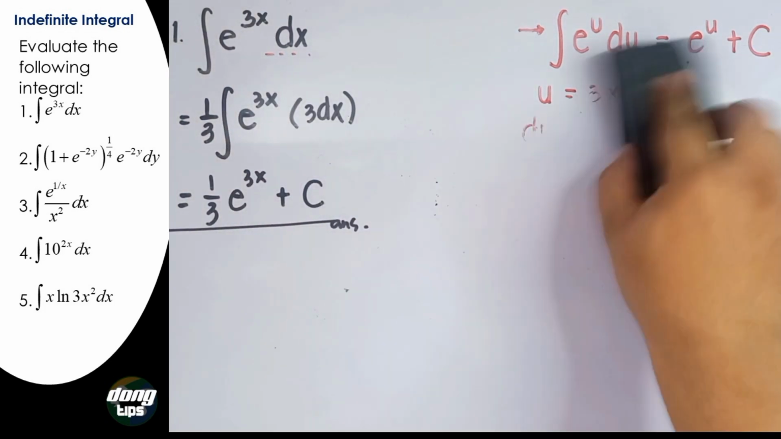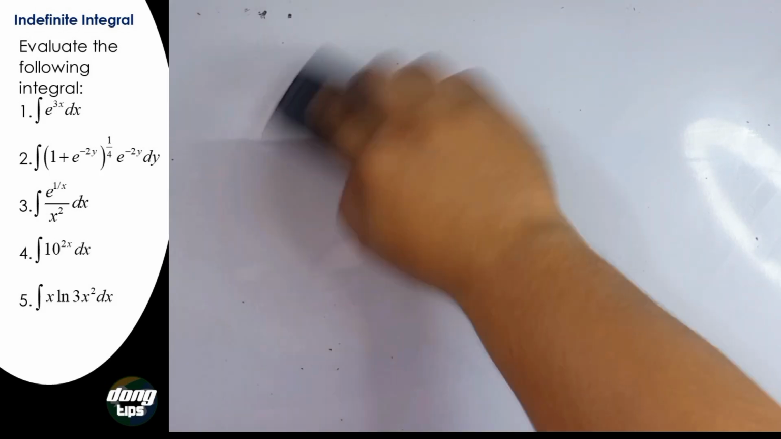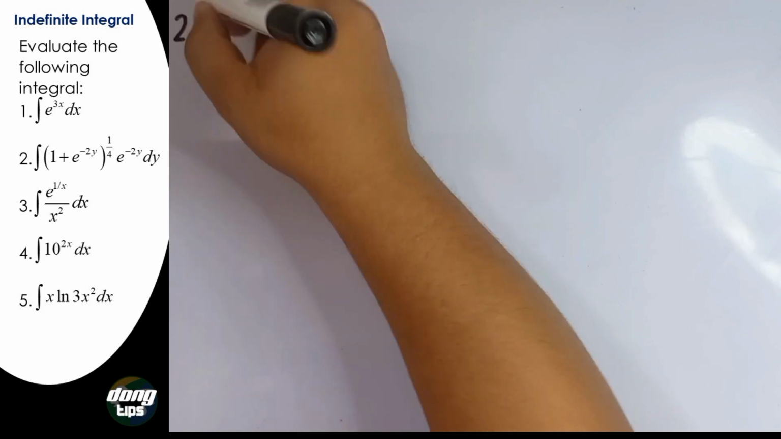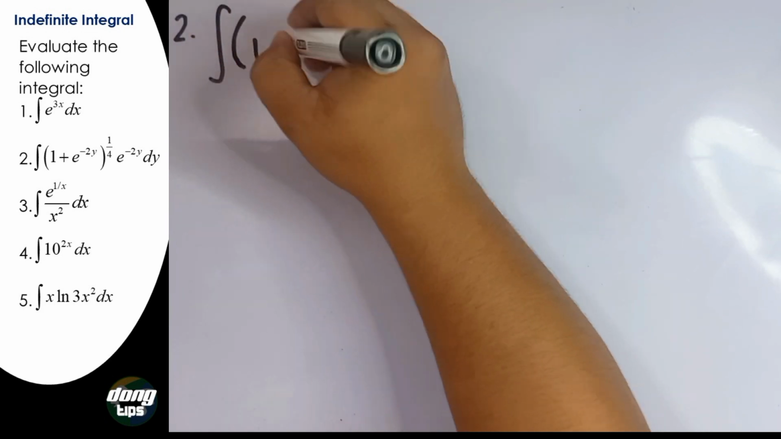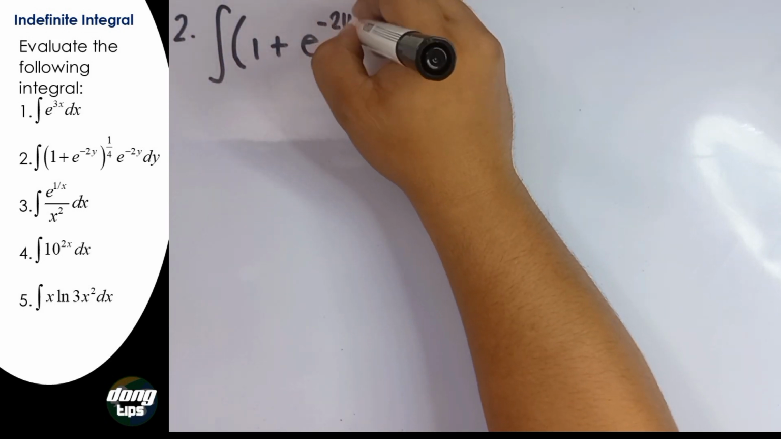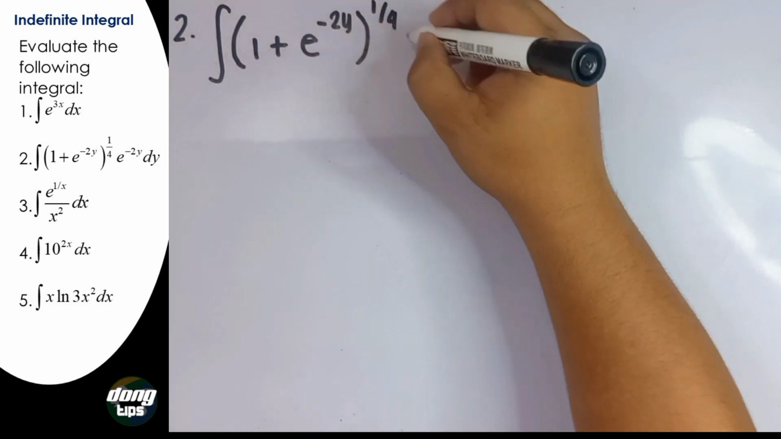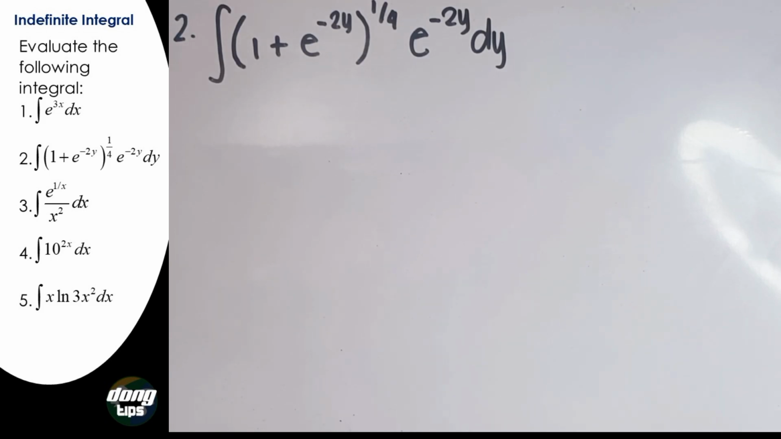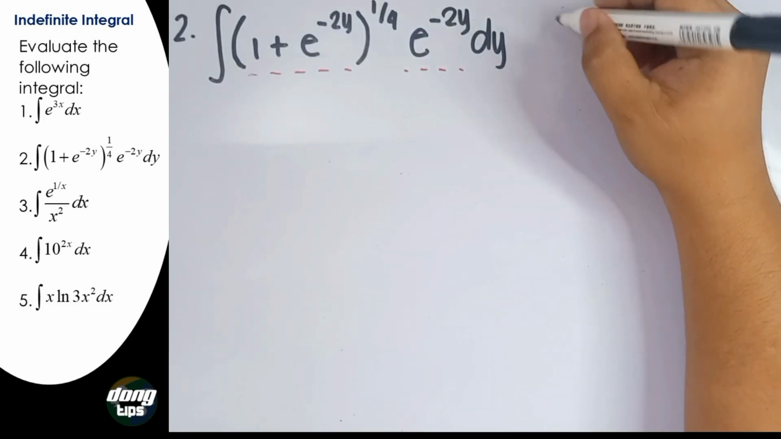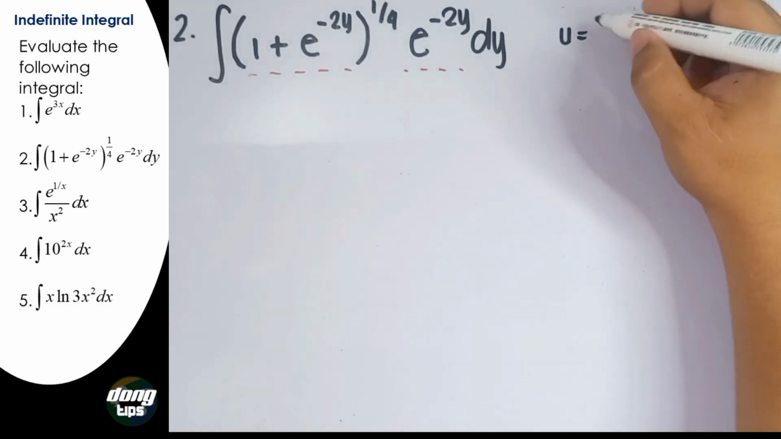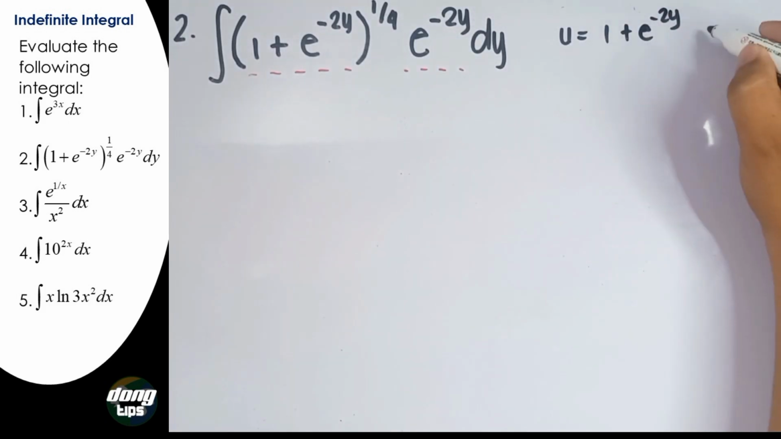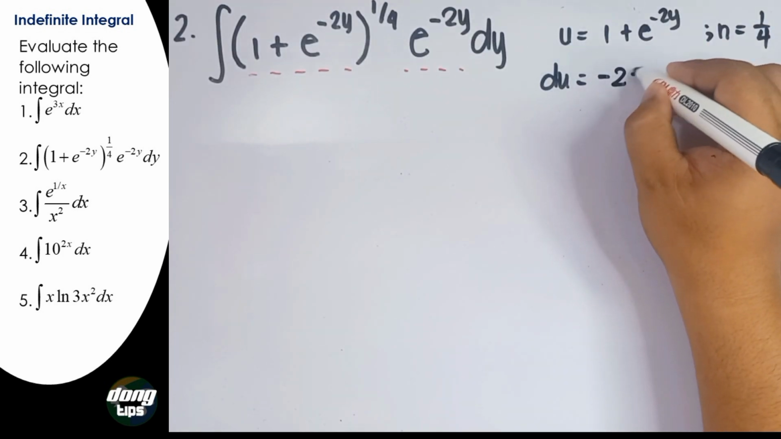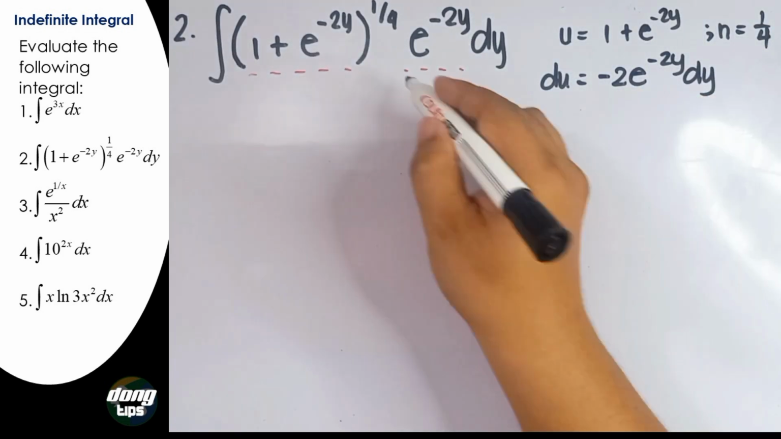Before we proceed to the next number, let's start with number 2. By inspection, we cannot use the previous formula, so use the power formula instead. Using u as the quantity 1 plus e to the negative 2y, n equals 1/4. The derivative of u is negative 2 e to the power of negative 2y dy.